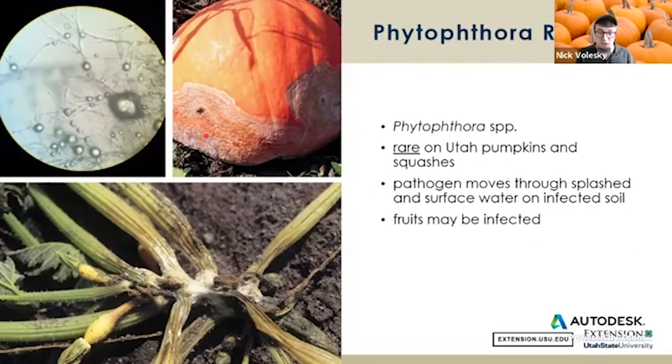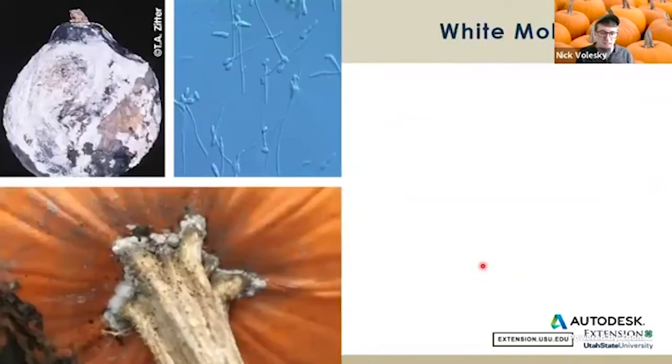Fruits can be infected as well, like you can see this pumpkin, where we have these sunken and rotted lesions. And then more often we see this, where the plant's crown, or where it's touching the soil, becomes infected with Phytophthora. And then white mold is the last one.